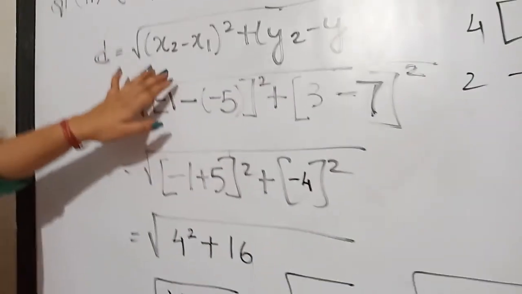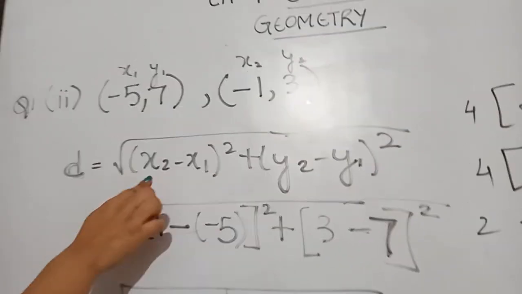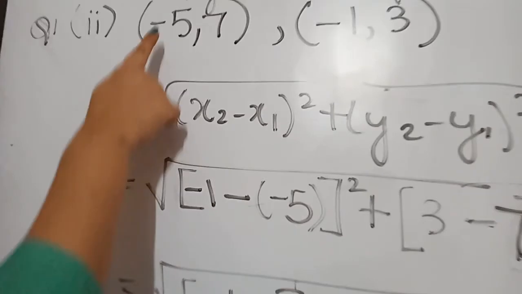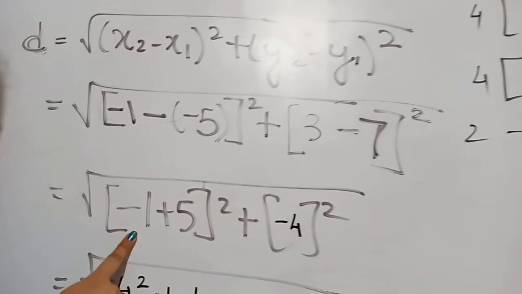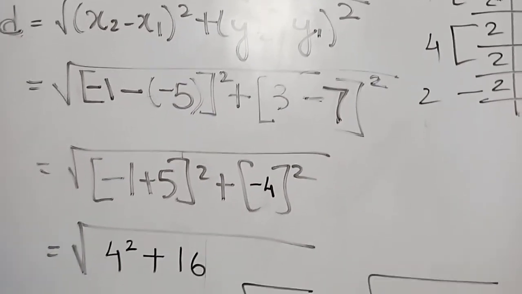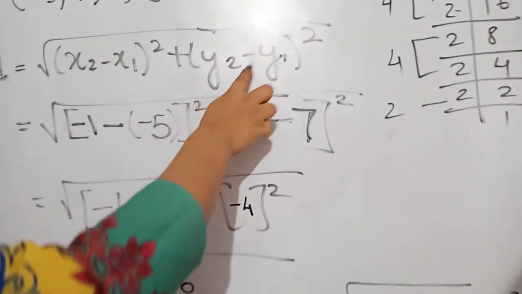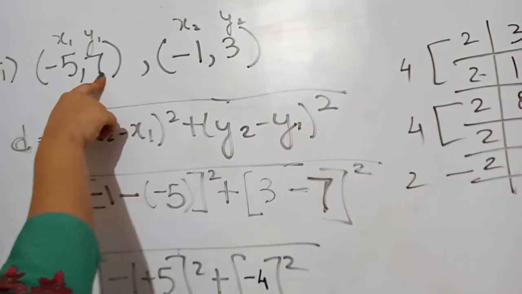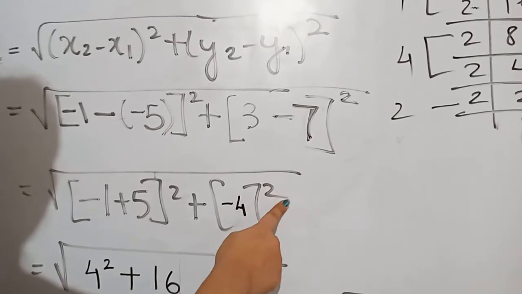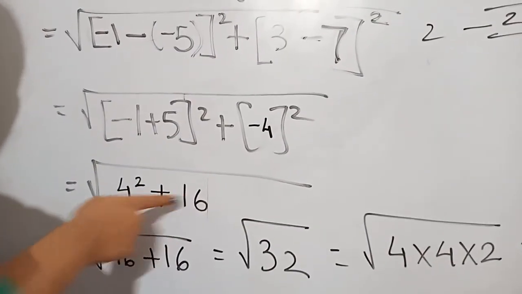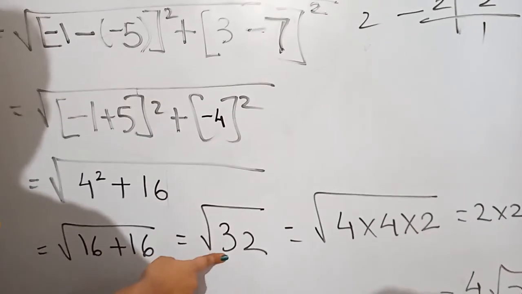See, children, the question over here, we have (x2 minus x1) whole square. Let us revise this part first. x2 is minus 1 minus x1 is what? Minus 5. So minus 1 minus minus 5 will give you plus 5. Minus 1 plus 5 will give you 4 whole square. We have arrived at the result, that is 16. Let us see this part. (y2 minus y1) whole square. y2 is 3, y1 is 7. So this is (3 minus 7) whole square, 3 minus 7 is minus 4 whole square. Minus 4 whole square is 16. So over here it will be under root of 16 plus 16, which is equal to root 32.